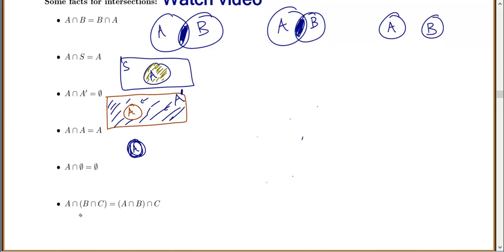Okay. And our last one, notice we have three different events, A, B, and C. And notice they're just changing the parentheses, so they're saying, let's group B and C together first and see where they overlap, or let's group A and B first and see where they overlap. And it doesn't matter. You can do them in any order, you can group them together in any way. You're not going to get different answers.